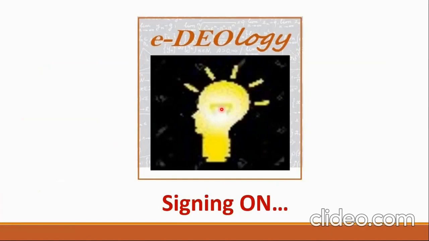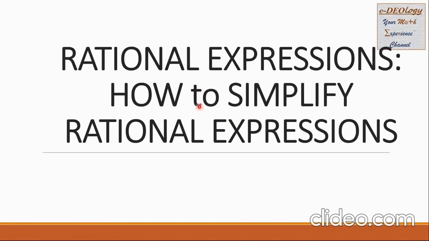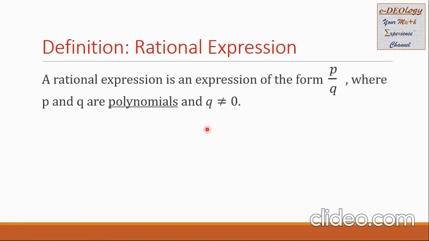Hi everyone. Today we're going to study how to simplify rational expressions. Let us first define rational expression. A rational expression is an expression of the form P over Q, where P and Q are polynomials and Q is not equal to 0.